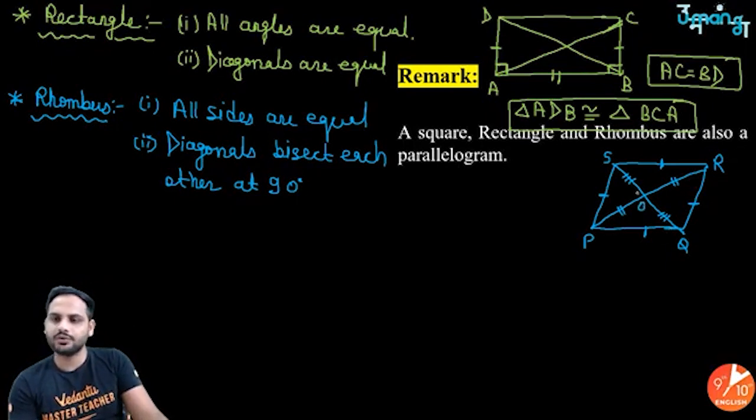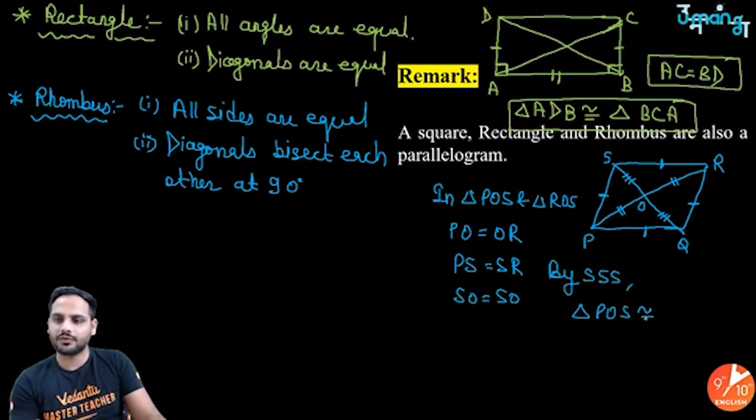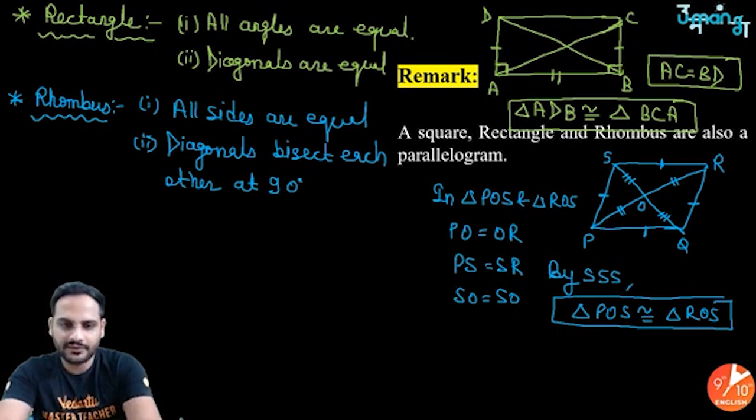So let's take any two adjacent triangles. Okay, I will talk about triangle POS and triangle ROS. By one thing, PO is equal to OR, diagonals bisect each other. Then PS is equal to SR, all the sides are equal. And then SO is equal to SO, common side. So I can clearly say, by SSS rule, triangle POS is congruent to triangle ROS. And if they are congruent, angle POS and angle ROS will be equal to each other.